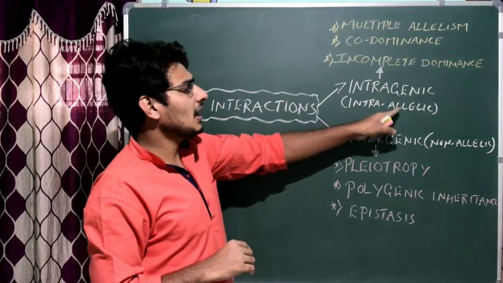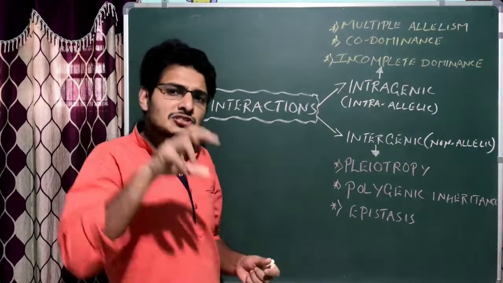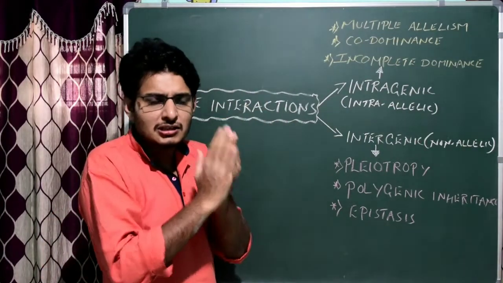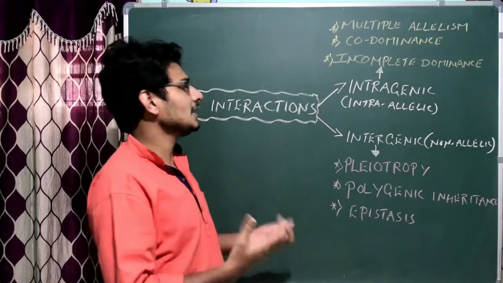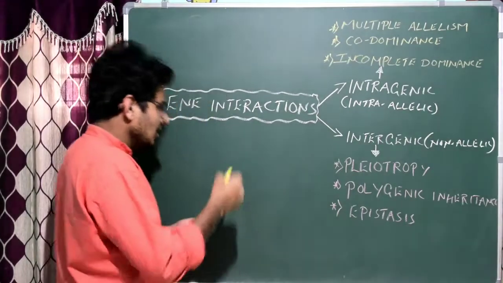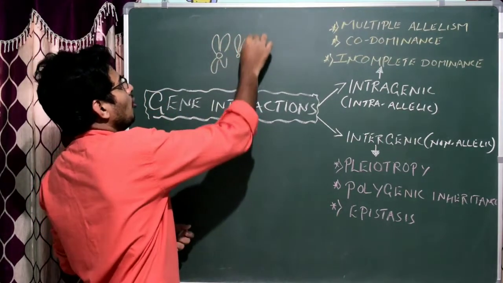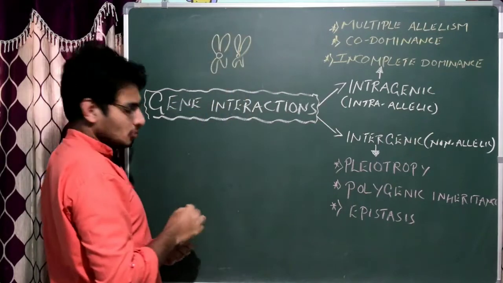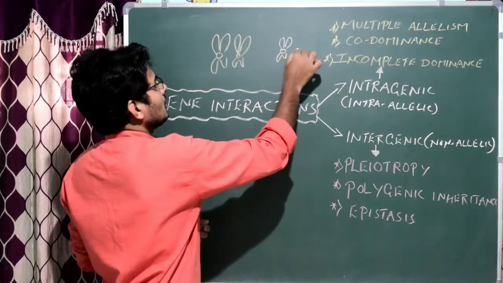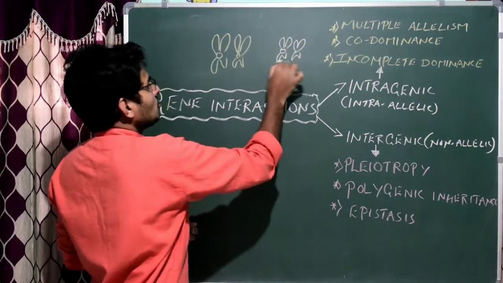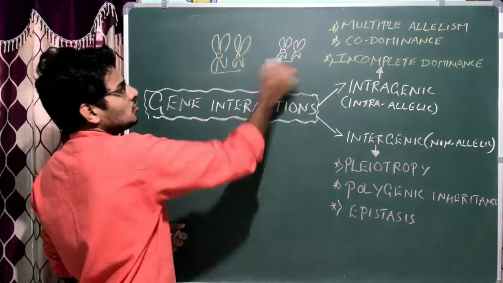Intragenic, that is intra-allelic. What is intragenic? Intragenic means the two alleles of the same gene interact with each other and result in the production of a phenotype in the progeny. That means, if I draw the diagram of a homologous chromosome, this is a homologous chromosome, and I'm going to draw one more chromosomal pair. This one is non-homologous, and these two are homologous.